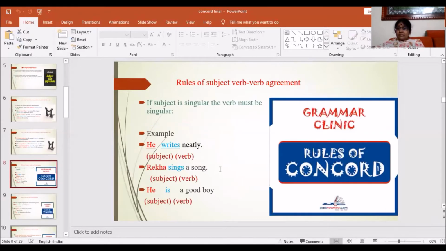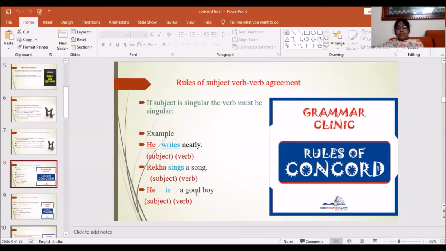If the subject is singular, first rule: if the subject is singular, the verb must be singular. Example: he writes neatly. Which is our subject? He. It is singular. So, writes is singular. Rekha sings a song. Which is our subject over here? Rekha. Is Rekha singular or plural? Singular. So, if this is singular, then our verb also will be singular. So, Rekha sings a song.